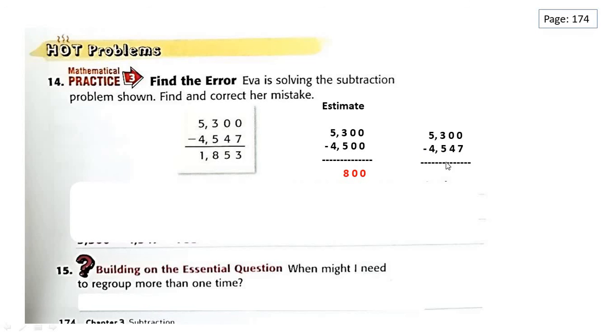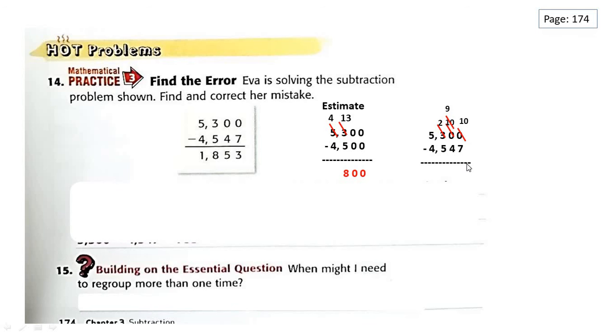5,300 minus 4,547. Let's start with ones, and we have to start with ones. So 0 minus 7, we cannot subtract them because 0 is less than 7. So we have to regroup. We will look at this number, but we have 0 tens. So we have to look at the next digit, which is 3. So this 3 is going to be 2, and this 0 is going to be 10, and this 10 is going to be 9, and this 0 is going to be 10.